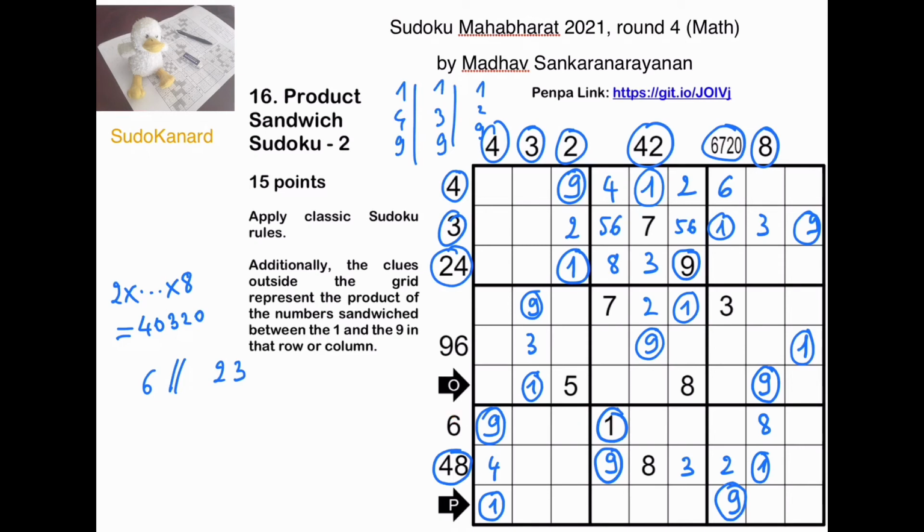For this 6, we need 2 and 3. And for this 96, we must find a product. We must find the correct product here. So what will it be? One option, 8 times 12. But you see that this one is not available because of this 3, and those ones for that matter. Actually, by Sudoku, we get a 3 here.